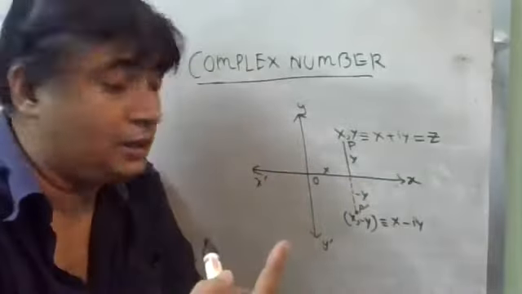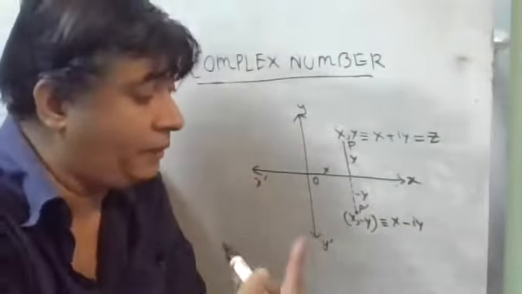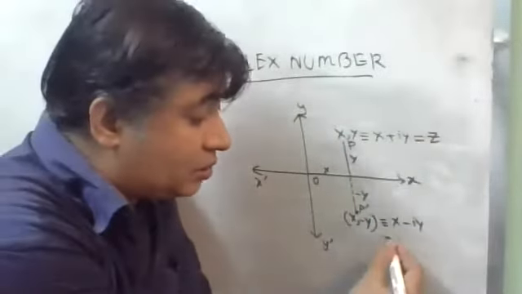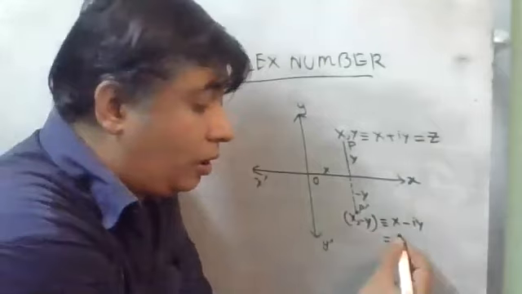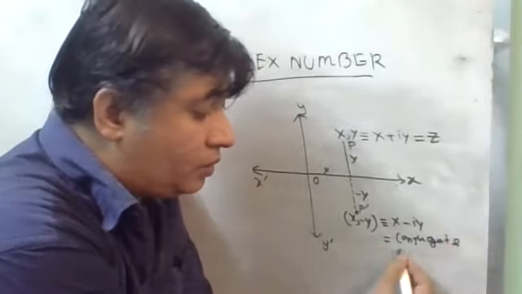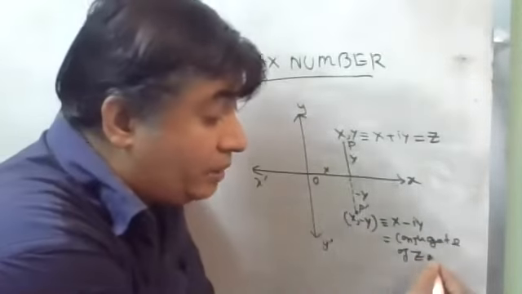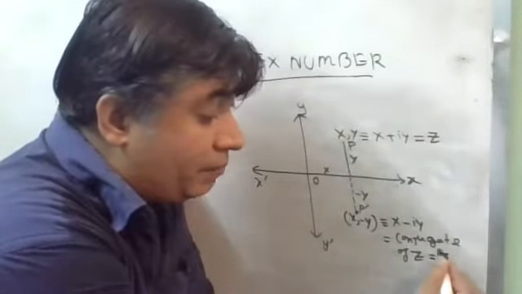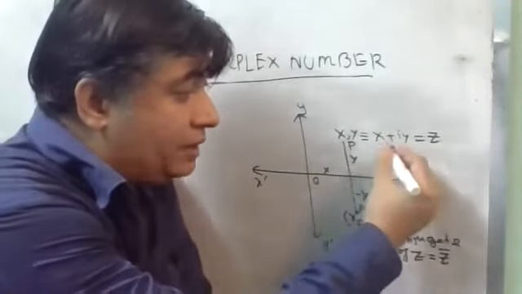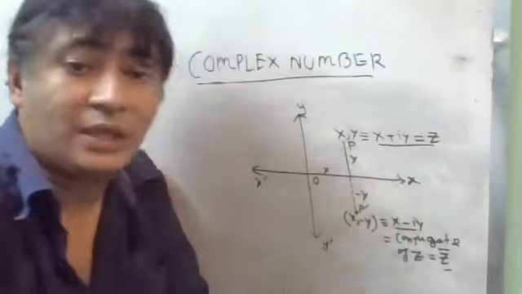That mirror image is called the conjugate of z in complex number, and it will be denoted by z bar. Put a bar sign on the top. That means if z is x plus iy, then z bar will be x minus iy.